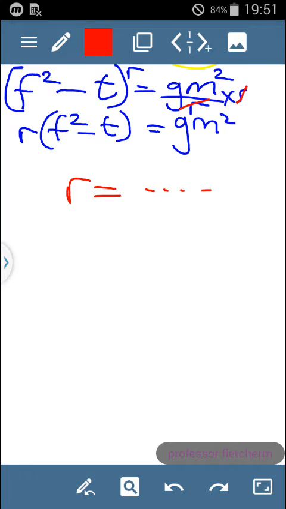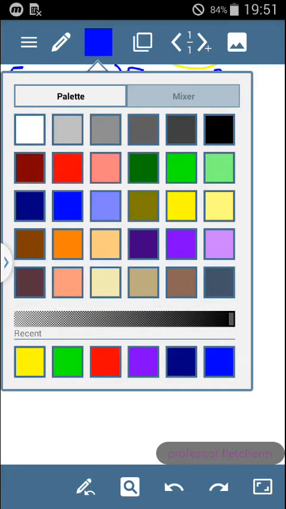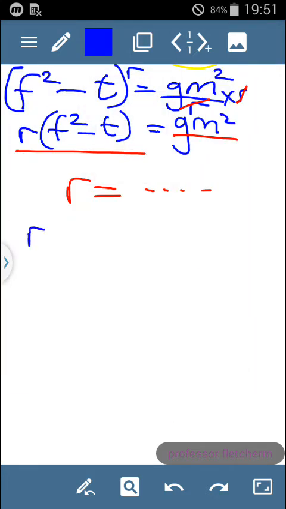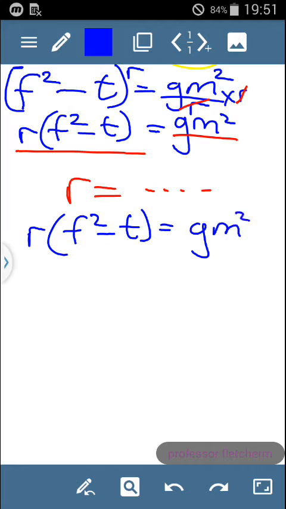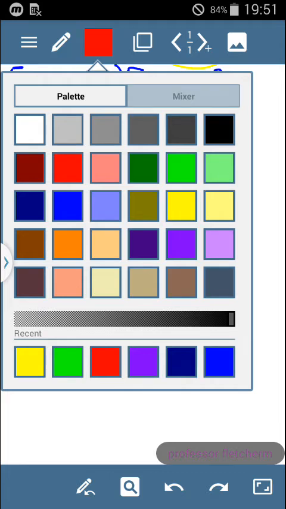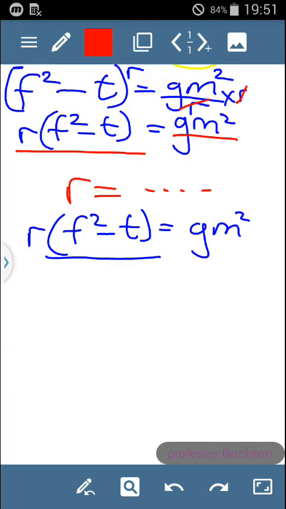So on this side there is no R, it's fine, but here we have an R. So what are we going to do? Simple. So this side, R bracket F squared minus T is equal to GM squared. So it's very easy to remove the part that doesn't have an R, which is that part. So for you to see it clearly, let me put it in red. So we are going to divide this side by F squared minus T.